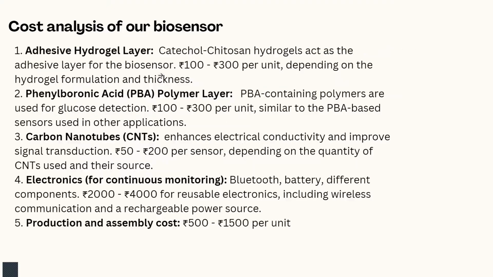So now, talking about the cost analysis of the biosensor that we made. After this, we'll look at the market analysis as well, in which we'll compare the general glucose measurement tests that are available. In our test, we are using a hydrogel adhesive layer, in which the catechol chitosan hydrogel is used, and its cost is around 100 to 300 per unit.